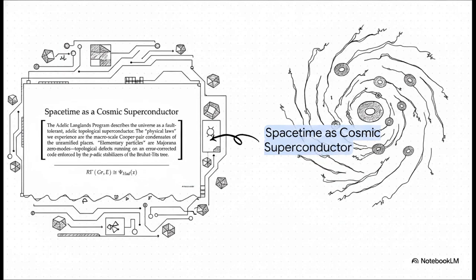And this brilliantly illustrates our grand conclusion. The Adelic Langlands Program doesn't just describe discrete matrices, it describes the universe itself as a fault-tolerant, topological superconductor. The physical laws we observe every day are actually macro-scale Cooper pair condensates of the unramified places in this mathematics. The fundamental structures, the very particles of our reality, are governed by these exact, unyielding arithmetic constraints.